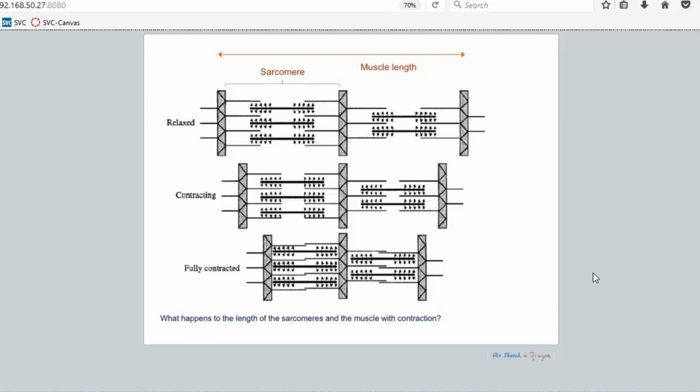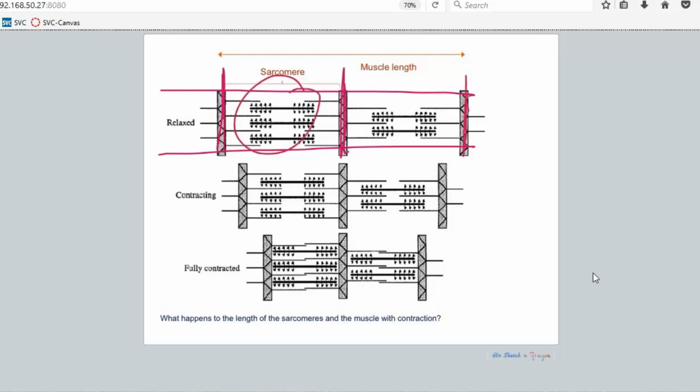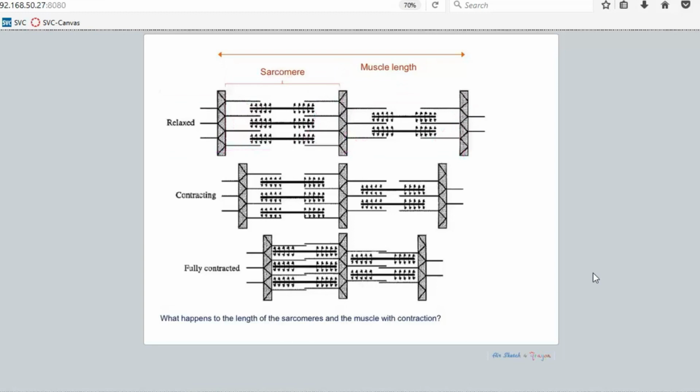I like this diagram here because it gives you kind of an explanation of what's going on, a visual. This is a myofibril here. Here's one sarcomere. Here's one. There's another over there. And here we have our thick filament. Here we have our thin filaments. And what you can see is that this is a relaxed muscle. In a relaxed muscle, the sarcomeres are relatively stretched out. Okay?